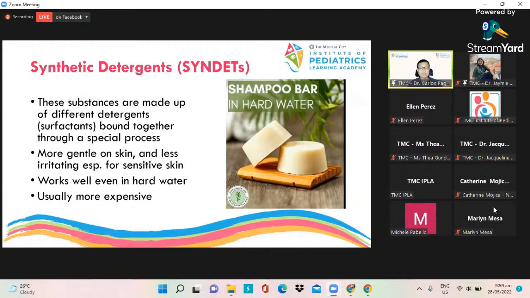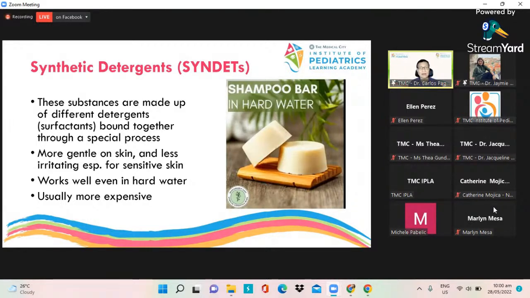We will talk about that more a little bit, yung mga sensitive skin. And it also works well even in hard water. Ano po yung hard water? Yan po yung deep well. Galing po sa ilalim ng ground. It usually has calcium and magnesium.